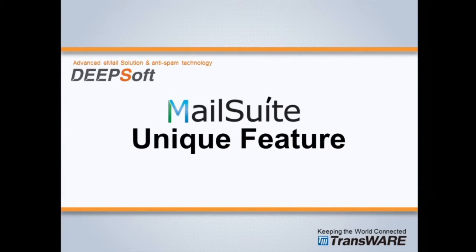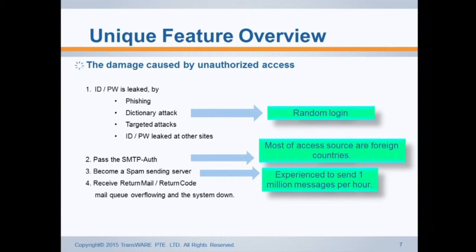MailSuite has some innovative unique features. Do you know the process of recent illegal access to mail systems? First, phishing mails, dictionary attacks, targeted threats, and ID and password leakage at other websites cause the ID and password leakage. Then, the attack passes SMTP auth using the stolen ID and password, and the server is taken over as a step of spam mail sending. And finally, huge email is sent from your mail servers.